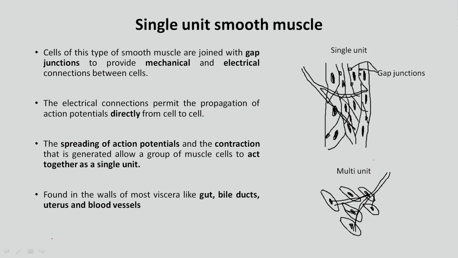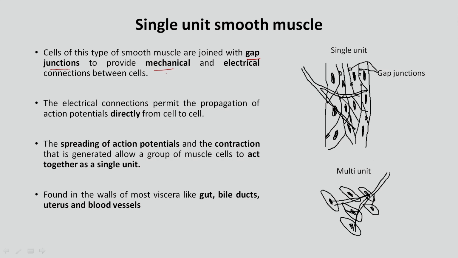Cells in this type of smooth muscle are joined with gap junctions to provide a mechanical and electrical connection between the cells. That is a very important peculiar feature in both smooth muscle and cardiac muscle. These gap junctions are absent in skeletal muscles. So, the stimulation will move very fast through these gap junctions. The electrical connections permit the propagation of action potential directly from cell to cell.